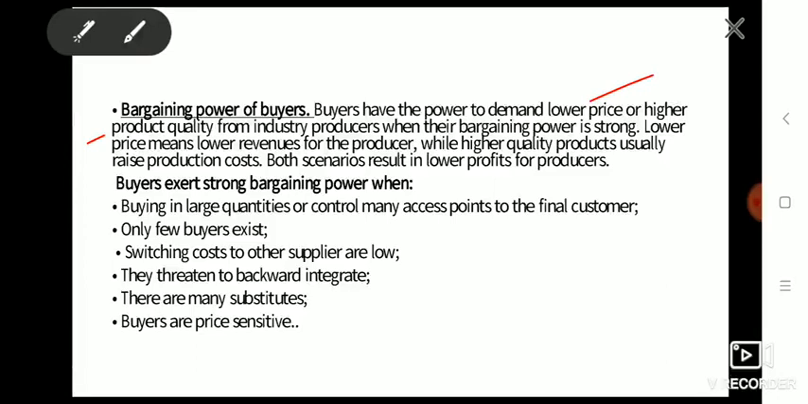Now, when does the buyer exert strong bargaining power? The buyer has strong bargaining power when buying in large quantities or controlling many access points to the final consumers, when there are only a few buyers, when switching costs to other suppliers are low, or when they threaten to backward integrate. If there are many substitutes for a good, then there is bargaining power of buyers, and if the buyers are price sensitive, then also there is a chance for bargaining power of buyers to arise. Now that's about the bargaining power of buyers.